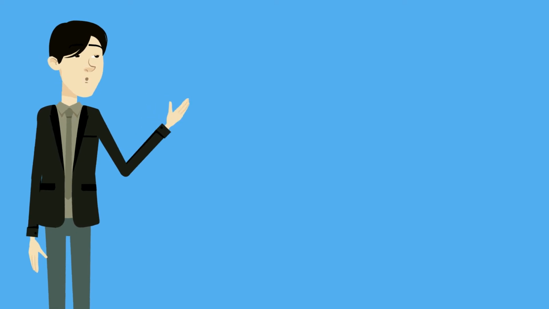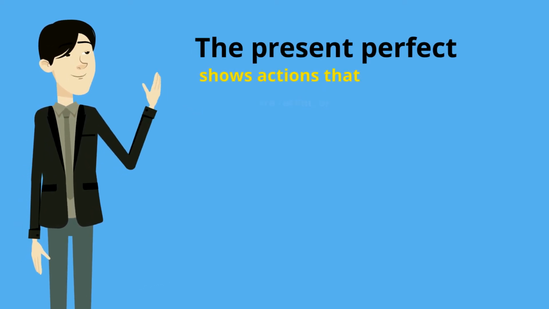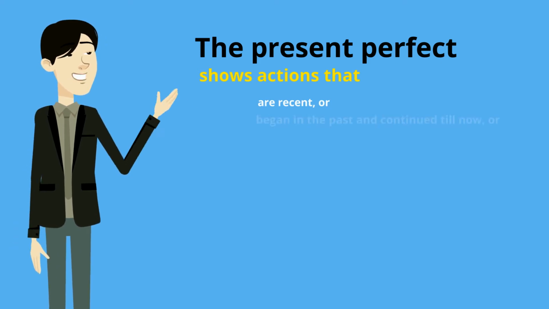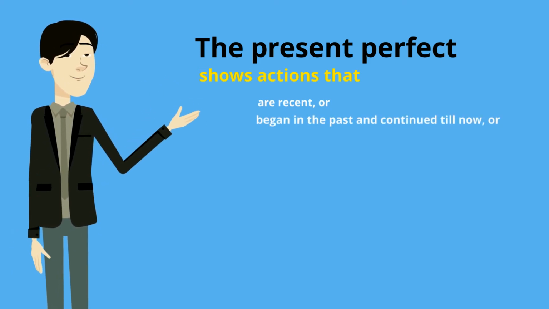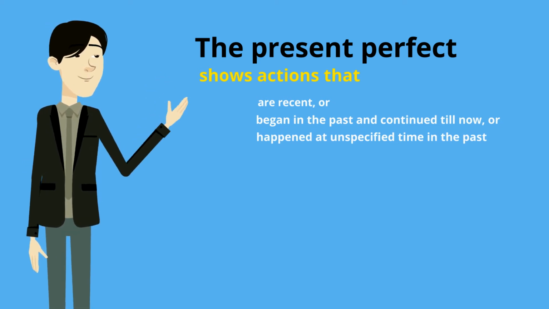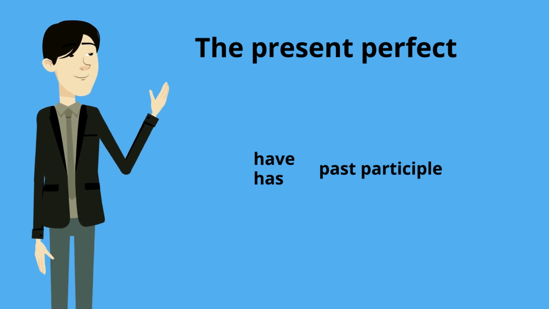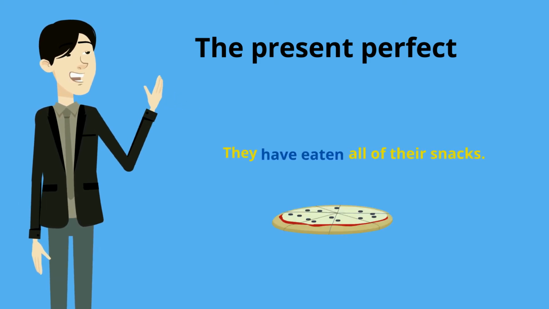There are 6 types of perfect tenses. The present perfect is for recent actions, actions that began in the past and continued until now, or actions at an unspecified time in the past. It's formed with have or has and the past participle. Example: they have eaten all of their snacks.